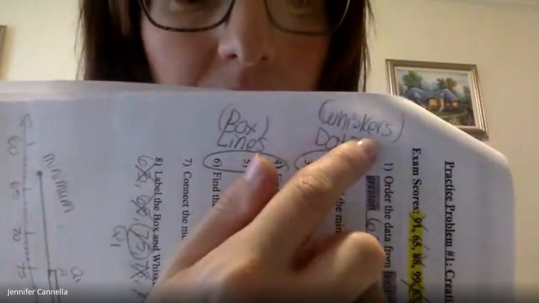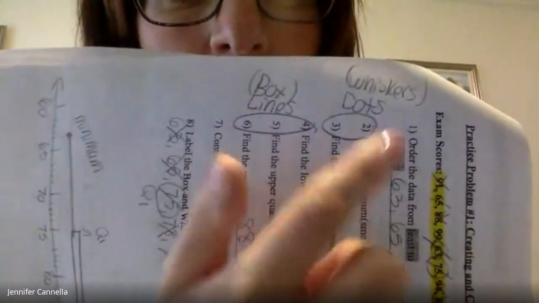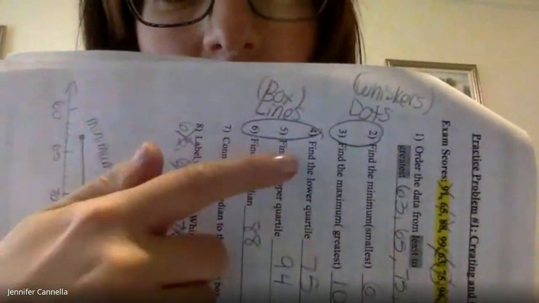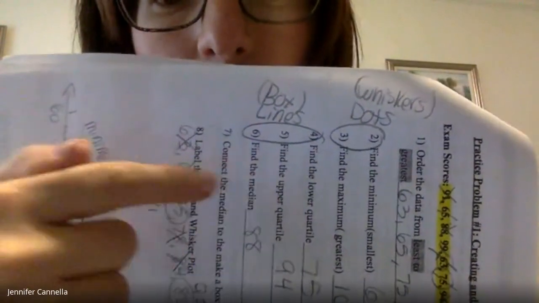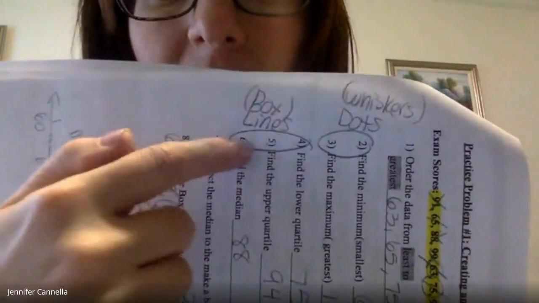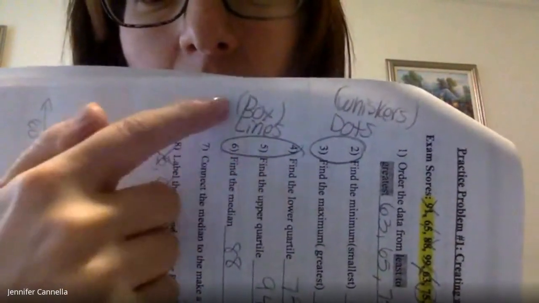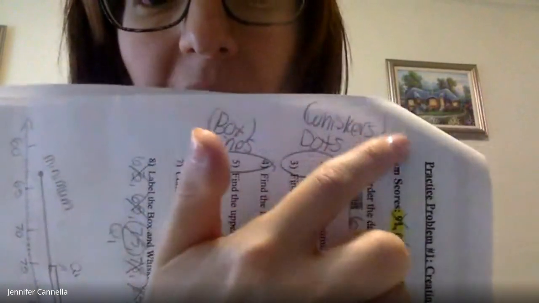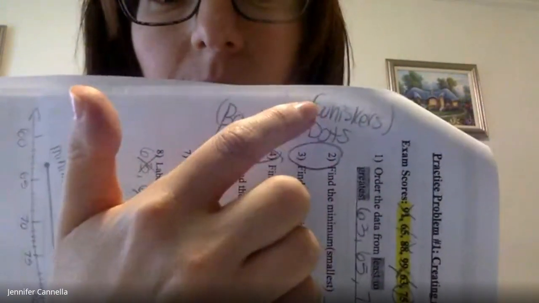Question 2 and 3 are the dots, which are the whiskers. So the minimum and the maximum are always the whiskers. And the lower quartile, upper quartile, and median represent the box. Those 3 lines or numbers are going to be used to create the box, and the minimum and the maximum are going to create the whiskers. So now let me show you how you do it.